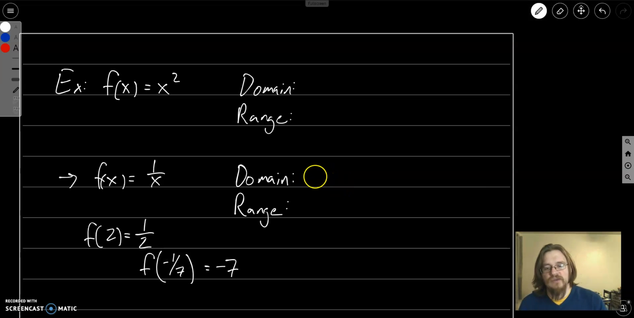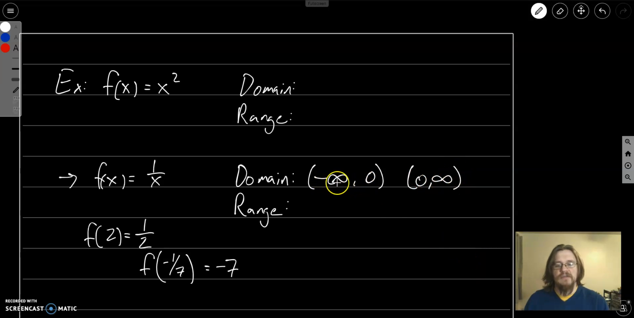And the way that we input this is going to be as follows. We're going to have every single number that we can ever think of, from negative infinity up to 0, but not including 0, and 0 to infinity. So the notation here, parentheses mean we're not going to include the thing right next to it.